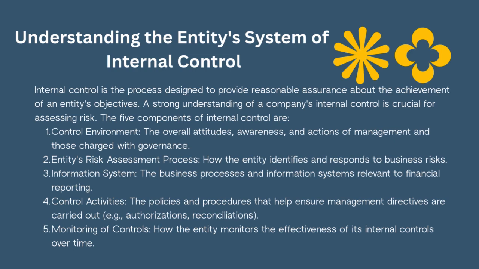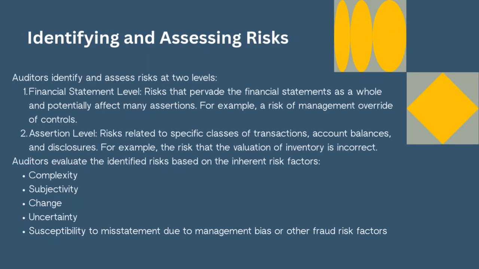Once we have our understanding, we can start identifying risks at 2 levels. First, we look at the financial statement level. These are big, pervasive risks that could affect the entire financial report, like the risk of fraud or a weak control environment. Then, we get more specific at the assertion level. This is where we identify risks for specific accounts or transactions. For example, is there a risk that the revenue balance is overstated?